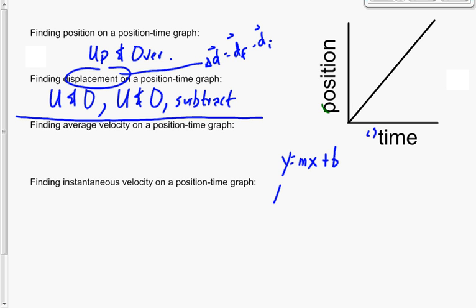The y-axis of this graph is position. The x-axis of this graph is time. What does m stand for? What is it? Slope. I'm going to write the word slope in here. I could leave an m for the symbol, but I don't want to get mixed up with mass. Right now, we haven't even learned about mass, but as we go on this year, you will see mass.